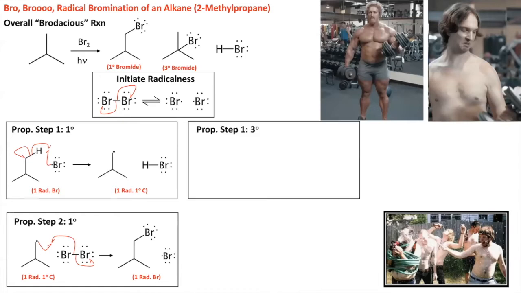All right, and then now we made the primary bromide. Now we're gonna work with the tertiary bromide. So I got an alkane, not radical, and then a bromine radical.